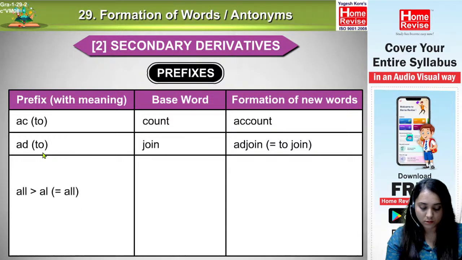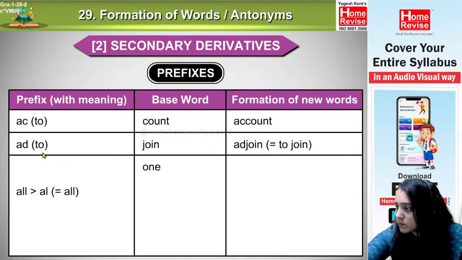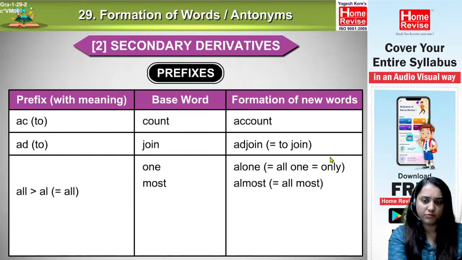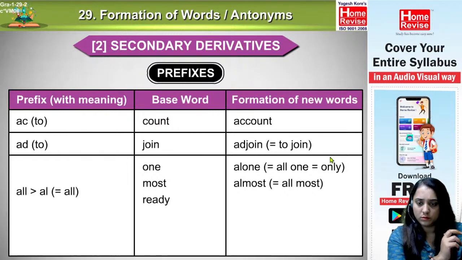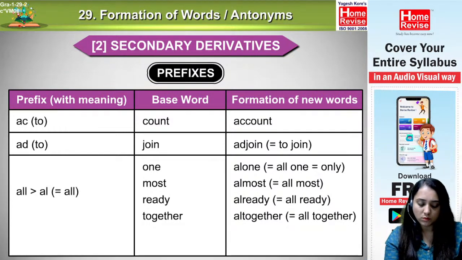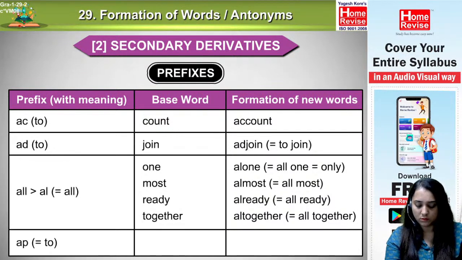Al, here only al is added as a prefix. It means all. Al is prefixed to these words. One forms alone, meaning all one or only. Most, almost, meaning all. Ready, already. Together, altogether. Ap, meaning to, prefixed to point, forms the new word appoint.